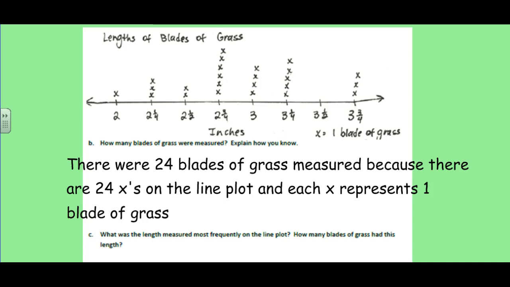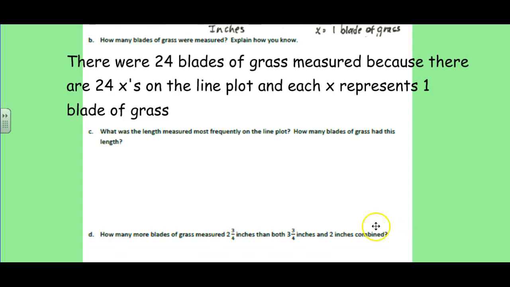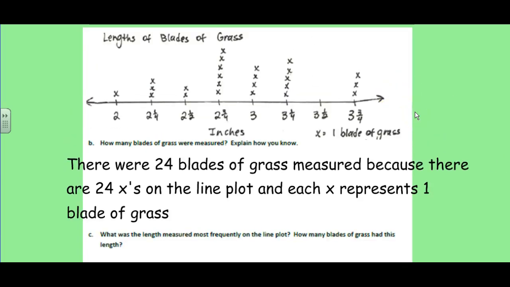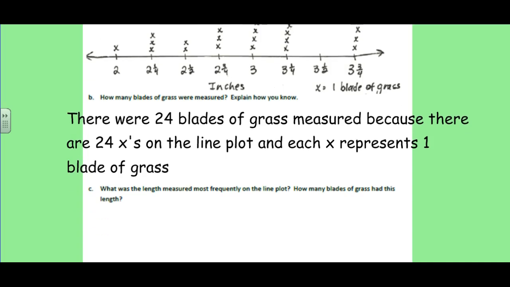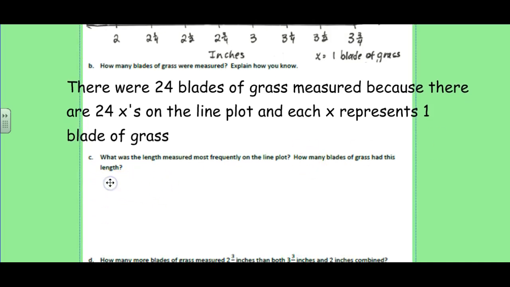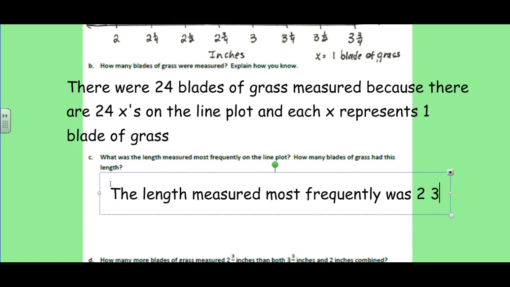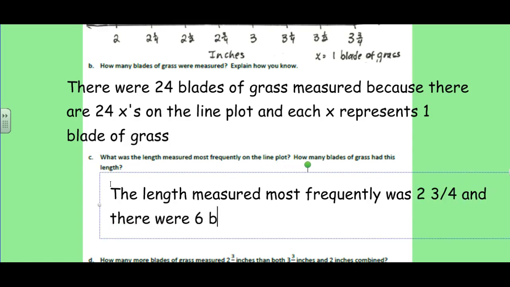Question C is asking what was the length measured most frequently on the line plot? How many blades of grass had this length? So we're looking for the length that has the most X's above it. And that tells me right now that it's 2 3/4. Since it has 6 X's above it, that tells me that there were 6 blades of grass that had this length. So to answer this in a complete sentence, we will say the length measured most frequently was 2 3/4, and there were 6 blades of grass this long.